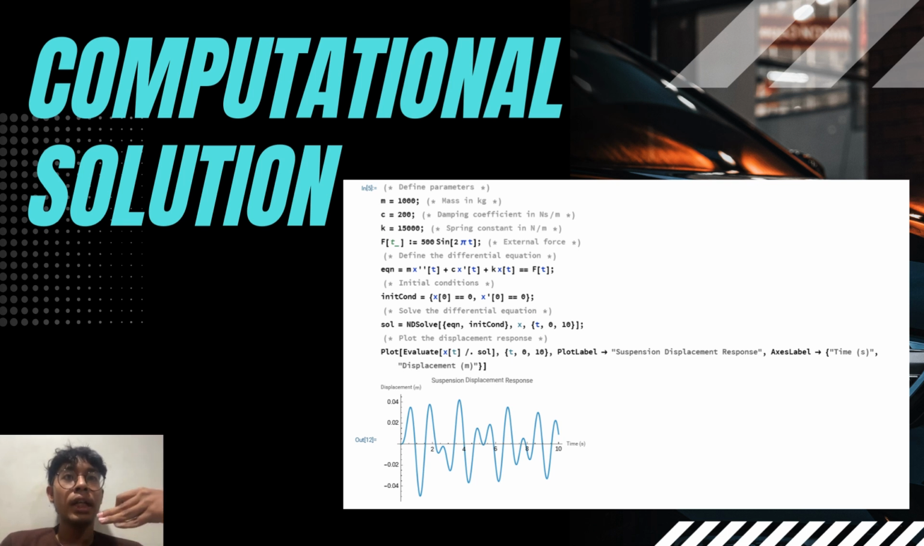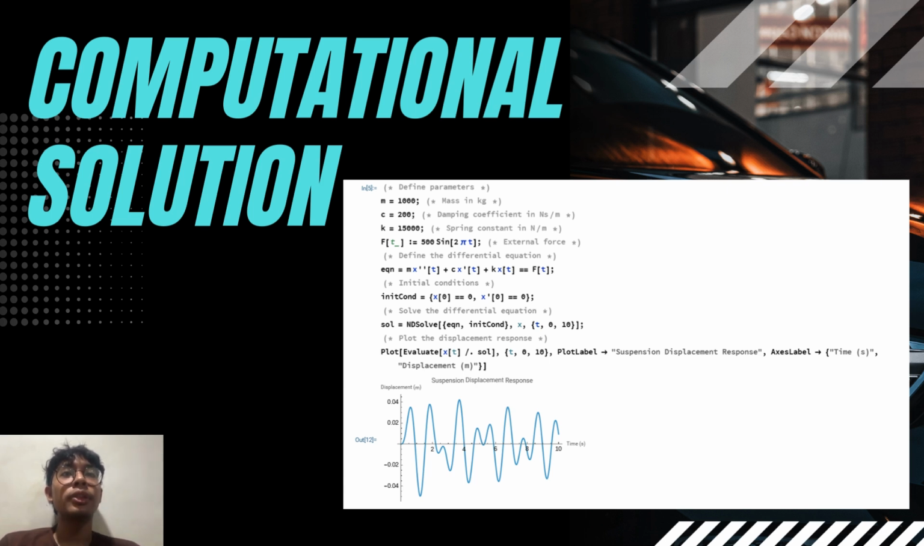Now, let's dive into the computational aspect of the project, where Mathematica was used to solve the second-order differential equation modeling the suspension system. The governing equation is m d²x/dt² + c dx/dt + kx = F(t).